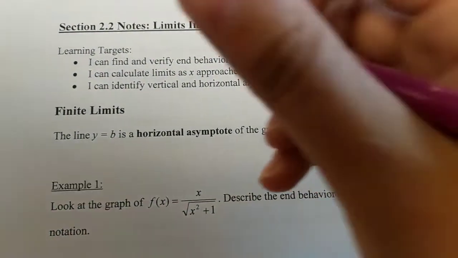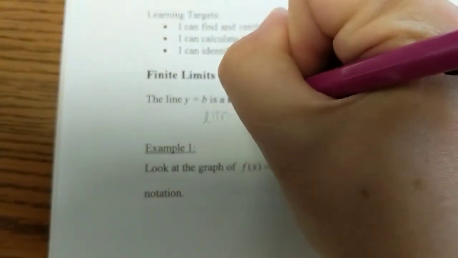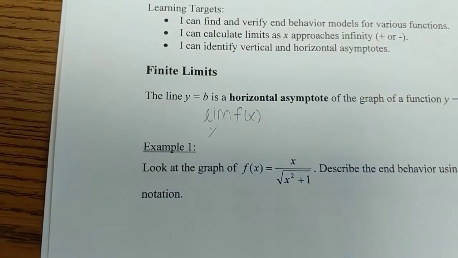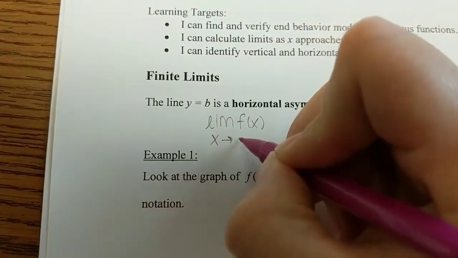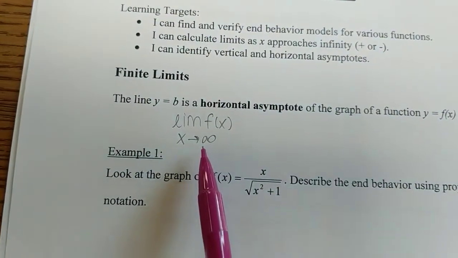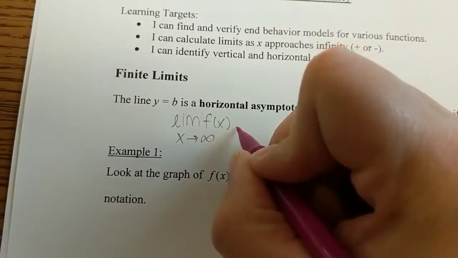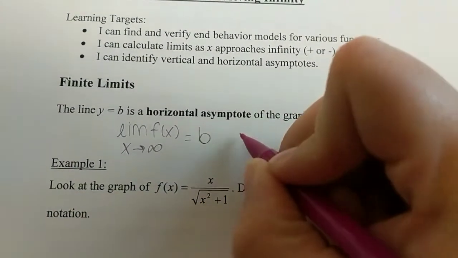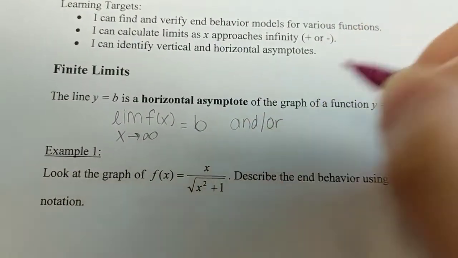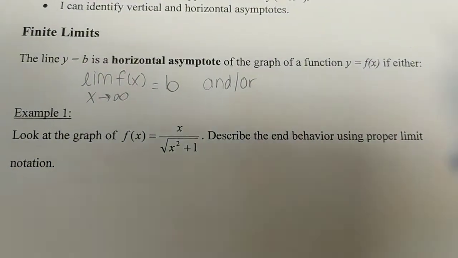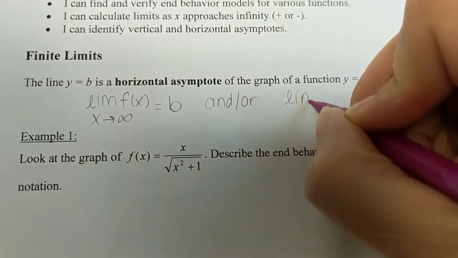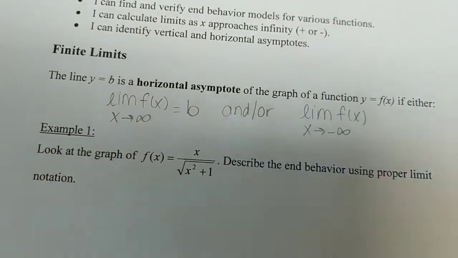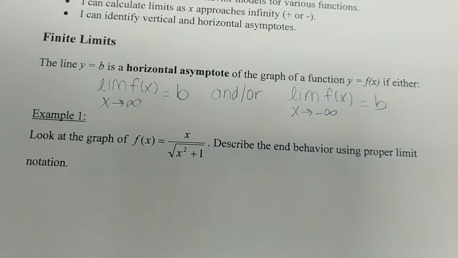So the first one that we write is that if we talk about the limit of that function as x approaches infinity, so as x gets bigger and bigger and bigger, the function starts to approach b, that particular value. And I'm going to put and or, because only one of these has to be true, but both can be true. The limit of f of x as x approaches negative infinity could also be b.